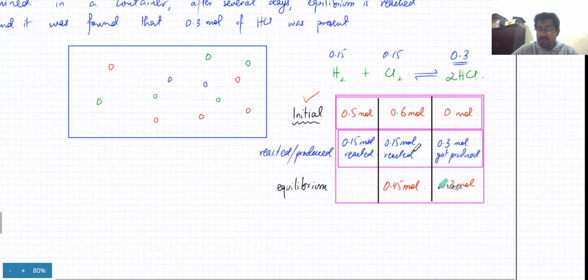And this one as well, you started off with 0.5 moles. Initially, you added 0.5 moles into the container, but 0.15 moles have reacted. The reaction has taken place. So you'll be left with what's out of 0.5, 0.15 are gone. So that's 0.35 moles.